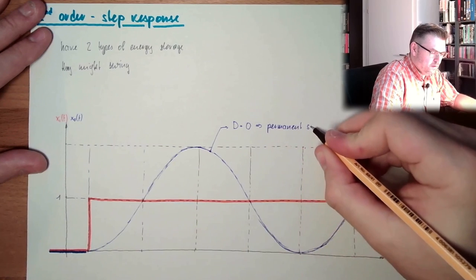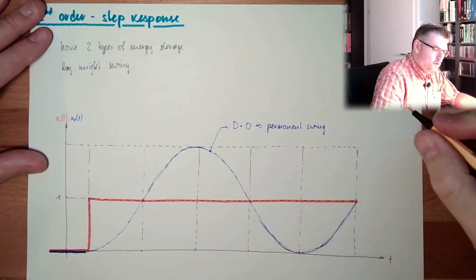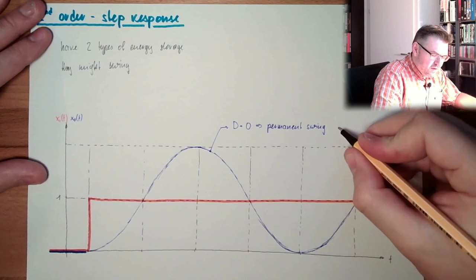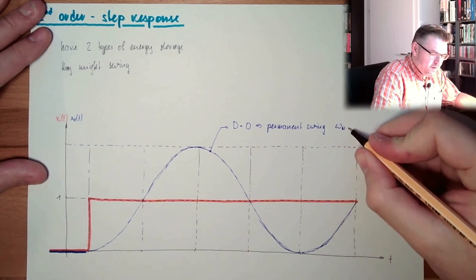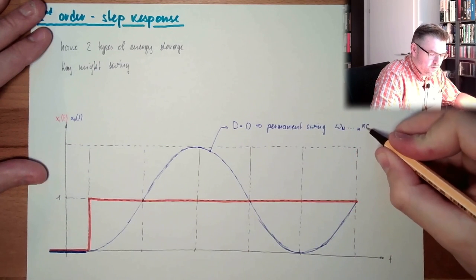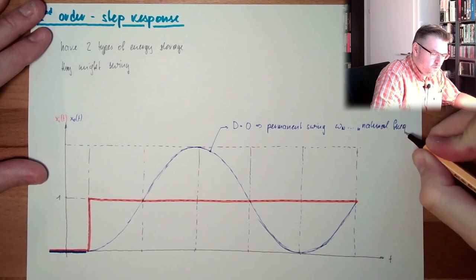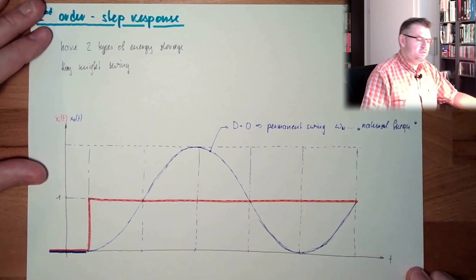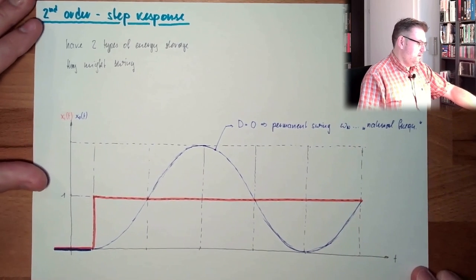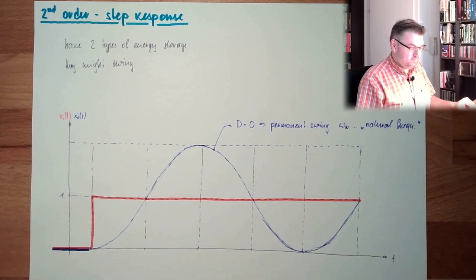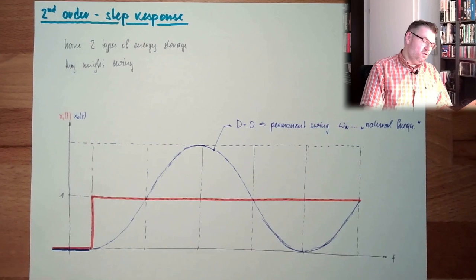Permanent swing with a natural circular frequency omega n. It's the natural frequency of the system, second order. This would be if damping is zero.